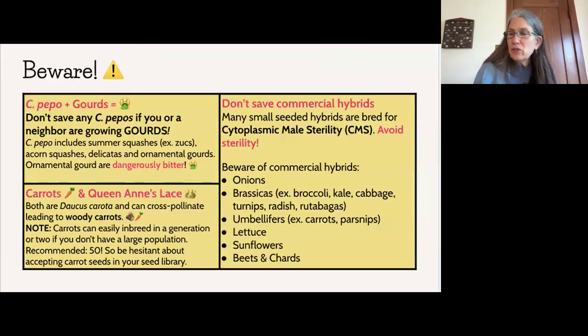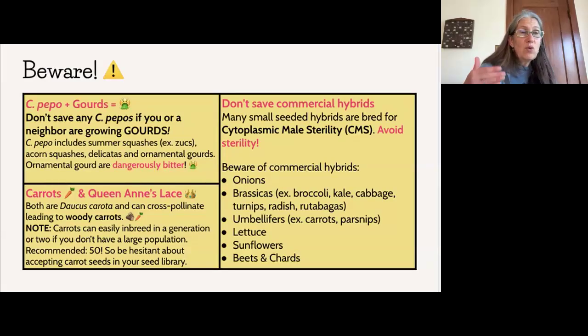Okay, so these are the main beware things in terms of seed saving. As I said, the seed pepo and the gourds, that's the main one that we are concerned about. Once again, I don't know how many people grow gourds, but that is definitely a health concern. Carrots and Queen Anne's lace: if someone was saving carrots and Queen Anne's lace was around, it's not going to be poisonous. It's just going to be woody, so it would just be inedible.